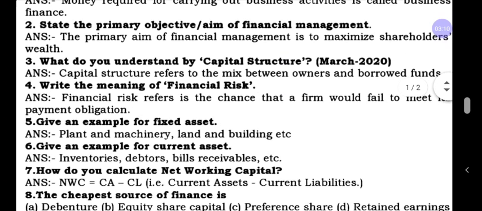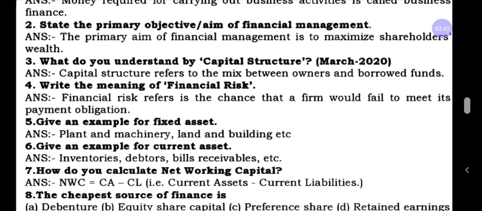Next we have question number 4. Write the meaning of financial risk. Financial risk means a chance that a firm would fail to meet its payment obligation. When you have taken a loan from the bank, at a particular time it is very difficult to pay, very difficult to clear the payment obligation. It is called financial risk.